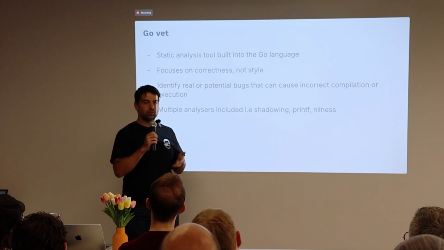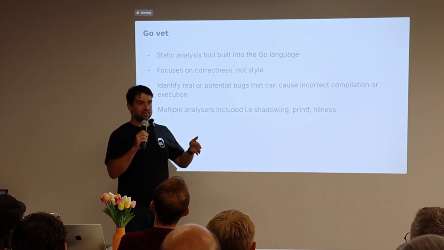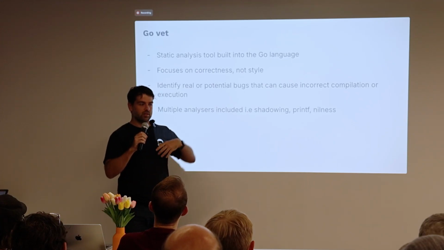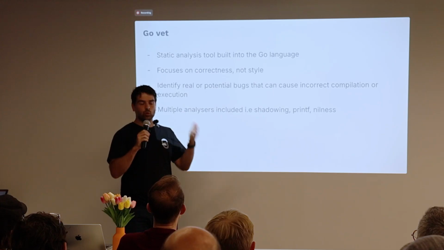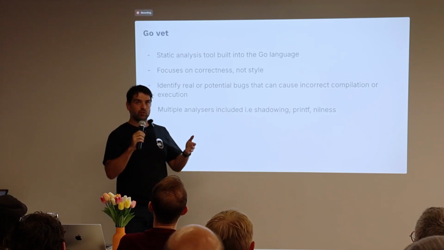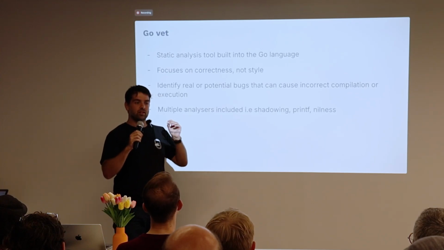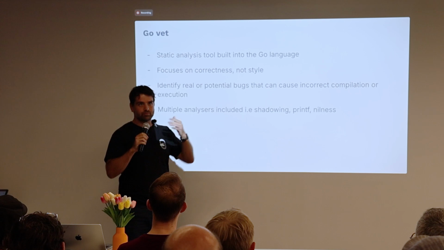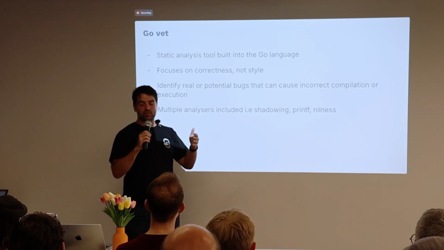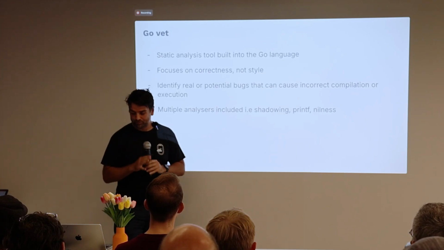Again, GoVet, I'm sure you've all heard of it. It's a static analysis tool that's built into the Go language. It's very opinionated in the sense that it focuses on code correctness, not code style. So it tells you if there's any inherent flaws in your code and tries to pick that up the best it can. Also looking at the source and the README for it, it focuses on analyzers that are always correct, that don't give false positives or false negatives, to avoid analyzer fatigue. Some of the examples we'll go through shortly include shadowing, printf, and nilness.